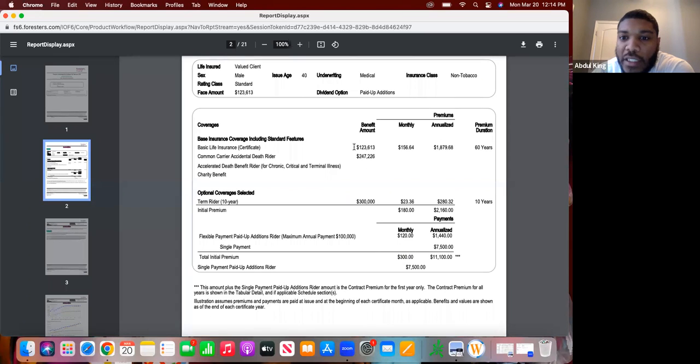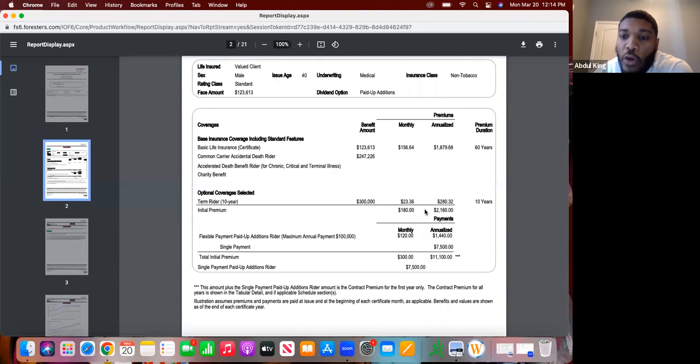All right, the original basic insurance that he has would be $123,000. That's his whole life death benefit. He's paying $156 towards that. That's how much that costs. The 10-year term rider that I added on for 300,000 is going to be $23.36 a month. So that's why his initial premium is 180.